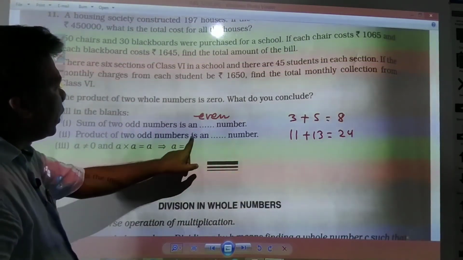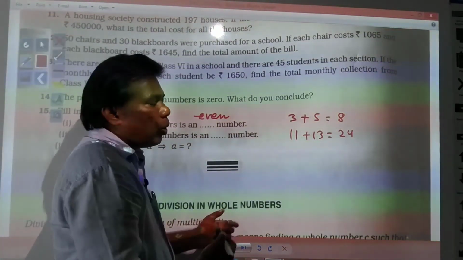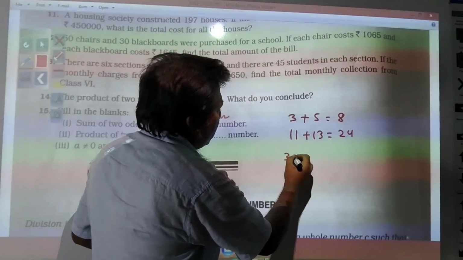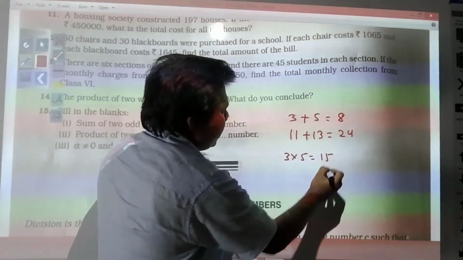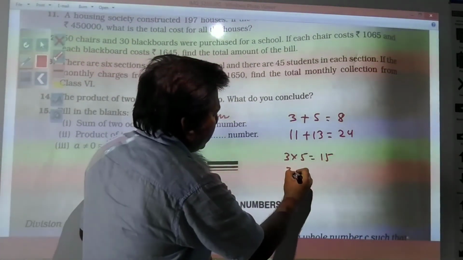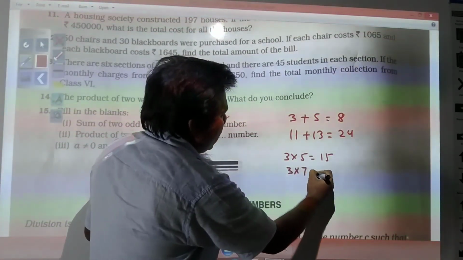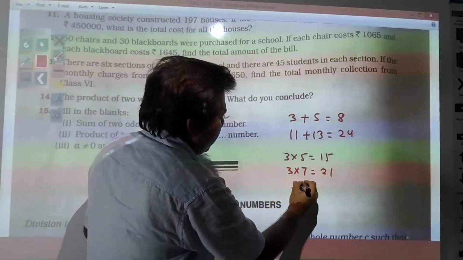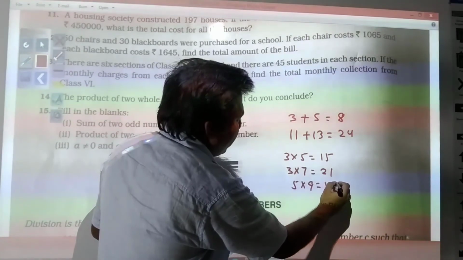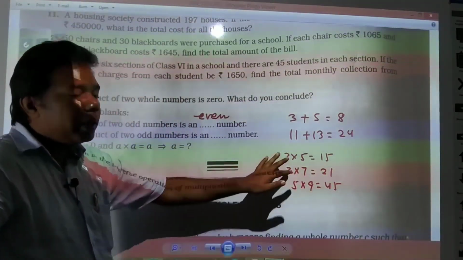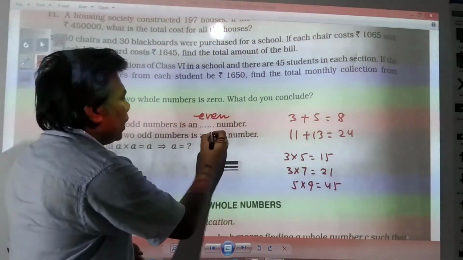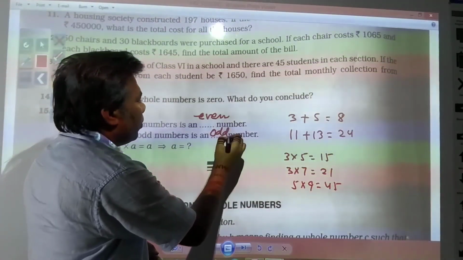Product of two odd numbers, just you see, 3 into 5, 15. If you are multiplying 3 into 7, 21, 5 into 9, 45. So if you are multiplying two odd numbers, always you will get an odd number.